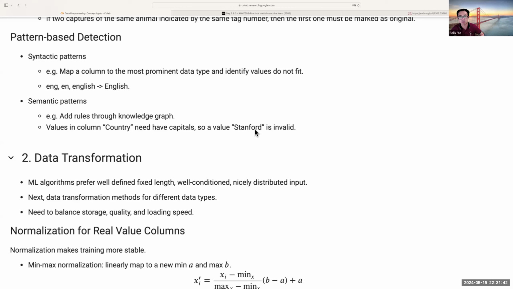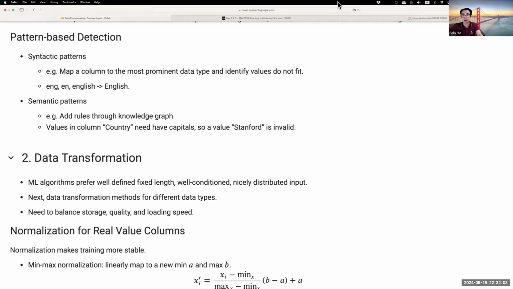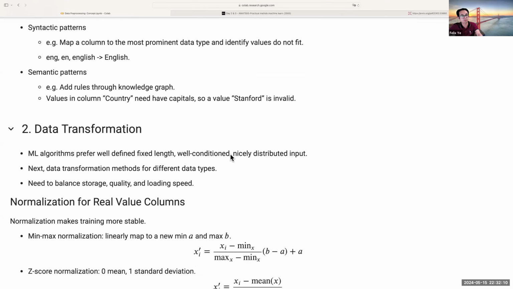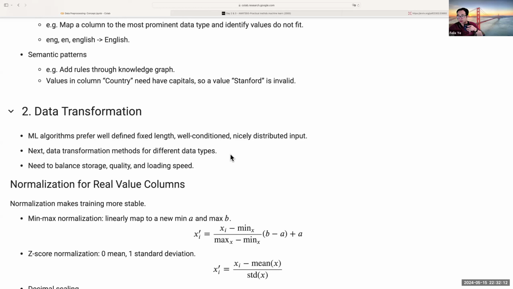Nowadays we have large language models, and a lot of times we can use those large language models to check whether this pattern makes sense, or whether the semantic pattern is valid or not. I mean, Stanford being a capital doesn't make any sense. So the large language model will tell you, okay, this is not working, this is wrong, and they would detect those patterns and wrong data entries.